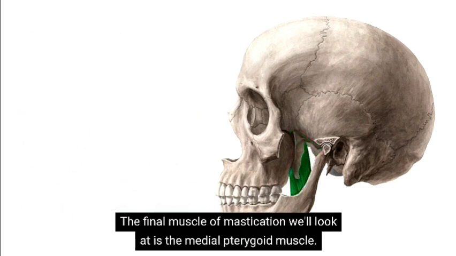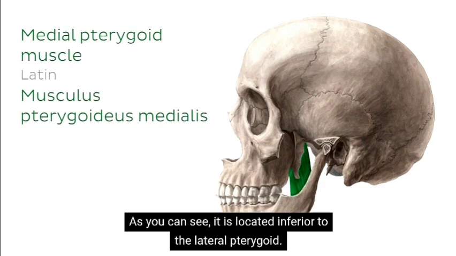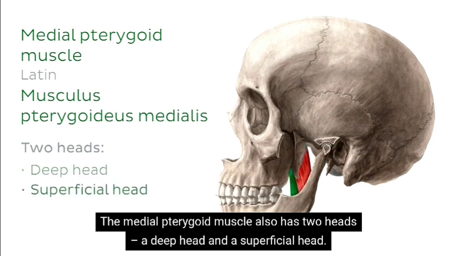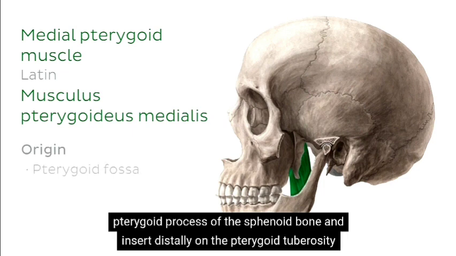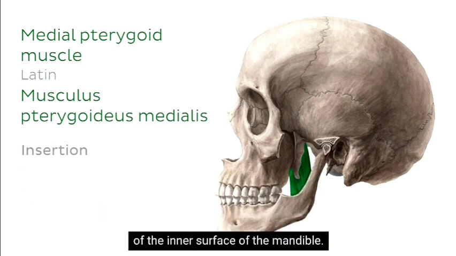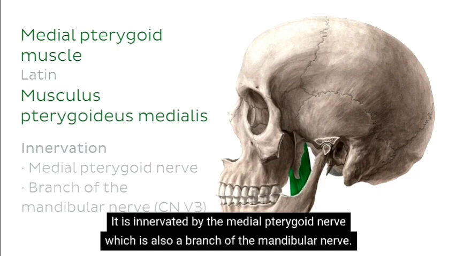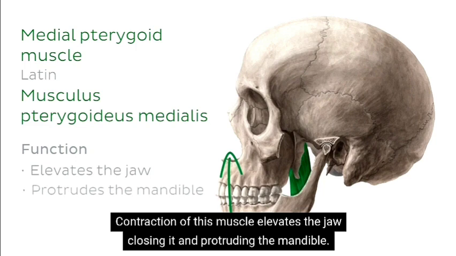The final muscle of mastication we'll look at is the medial pterygoid muscle. As you can see, it is located inferior to the lateral pterygoid. The medial pterygoid muscle also has two heads, a deep head and a superficial head. The fibers of the medial pterygoid muscle originate from the pterygoid fossa and the pterygoid process of the sphenoid bone, and insert distally on the pterygoid tuberosity of the inner surface of the mandible. It is innervated by the medial pterygoid nerve, which is also a branch of the mandibular nerve. Contraction of this muscle elevates the jaw, closing it and protruding the mandible.